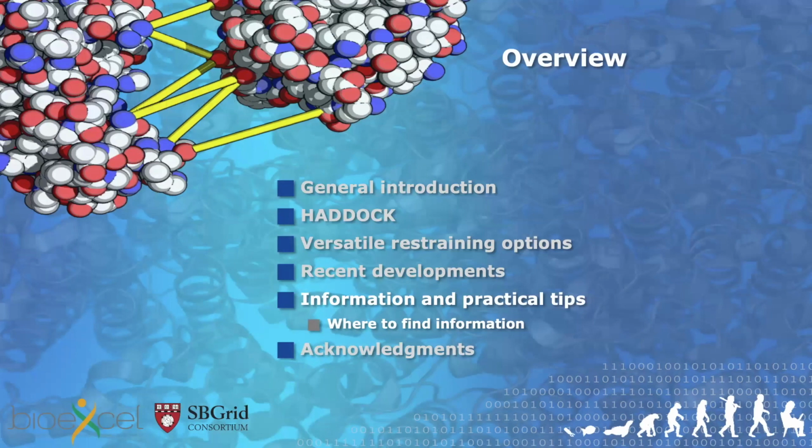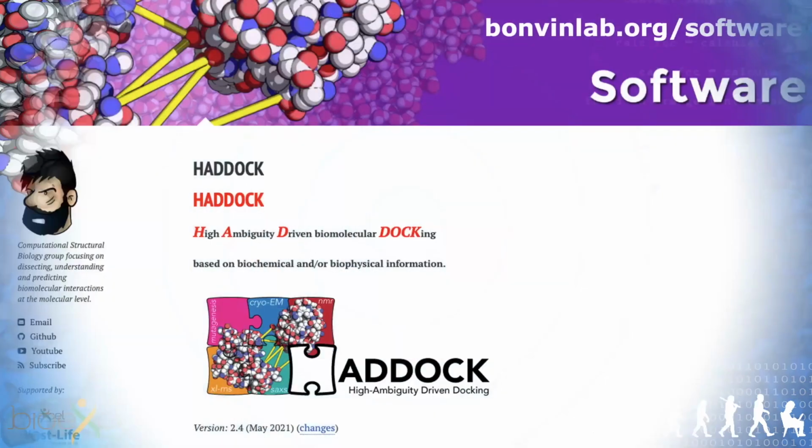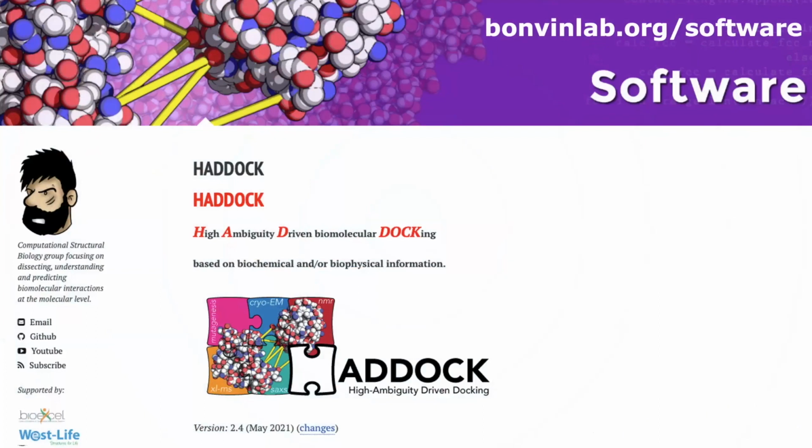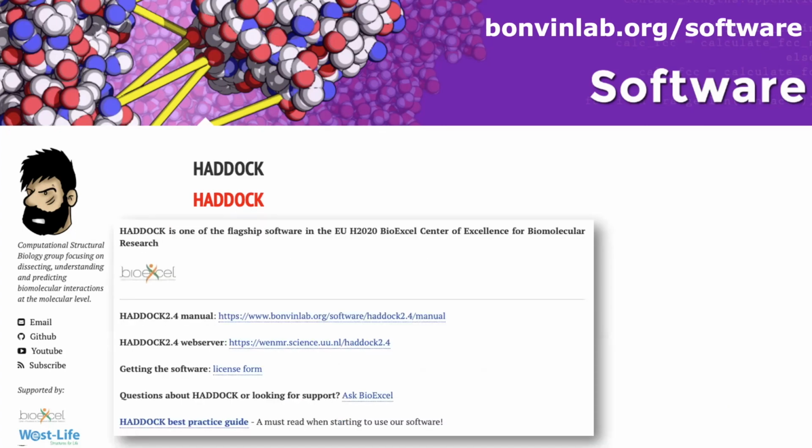Now, a few more general information about using the software and some practical tips. So where can you find the software? On SBGrid, then you don't need to install it. Everything is there. You can start using it if you want to use the local version. If you want to make your own installation, then you should visit bonvinlab.org/software, where you find a link to HADDOCK 2.4, and there you can basically fill a form, and then we will send you the software. So registration is required, but it's free for non-profit usage.